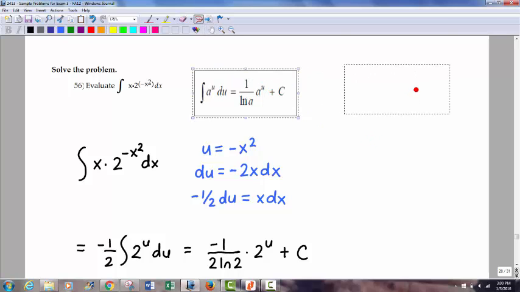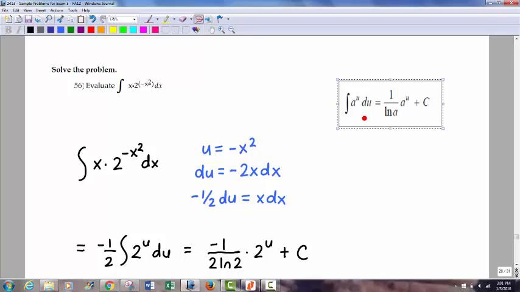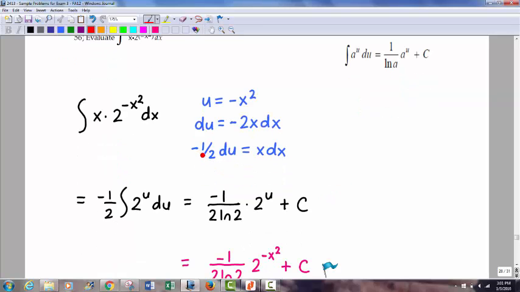Here a little bit. And let's see. Let u be the exponent, negative x squared. Du will be negative 2x dx. So we divide both sides by negative 2, and we get negative 1 half du equals x dx. So you see I just brought the negative 1 half to the outside. We have 2 to the u du.